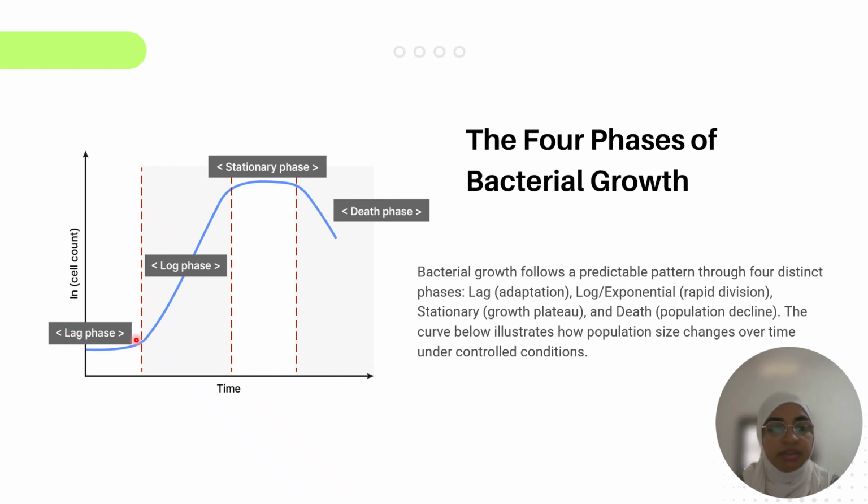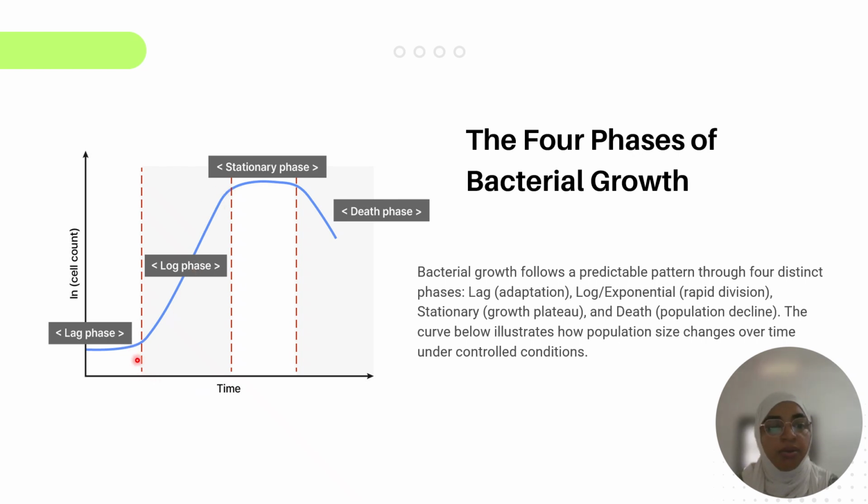The first phase is the lag phase. This graph represents time on the x-axis and cell count on the y-axis. See this lag phase. This is the first phase, the phase of adaptation. We can see there is no increase in cell count during this time period. So this is the lag phase, lagging of cell growth. In this stage, bacteria get adapted to a new environment.